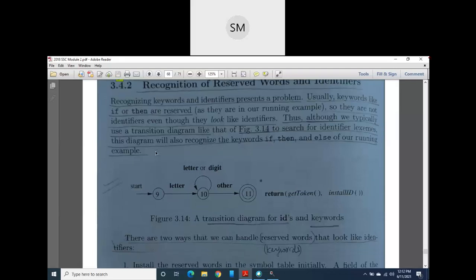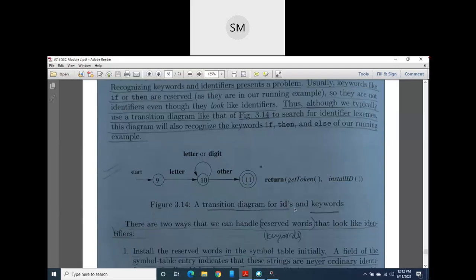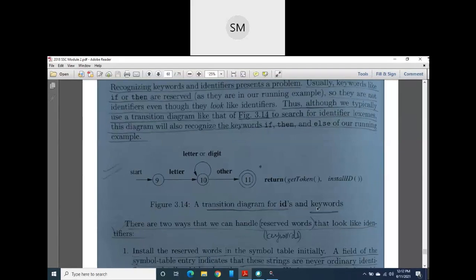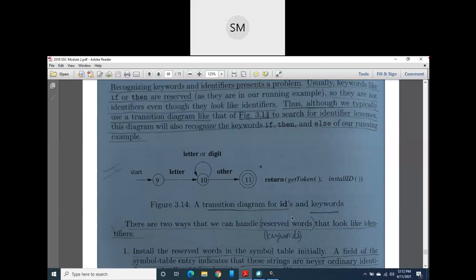First, let us draw a transition diagram for identifiers as well as keywords. The same transition diagram can be used for identifying the identifier token as well as the keyword token. So what is that diagram? See here, I am continuing my previous diagram with state number 9. Suppose any letter is there in your input, then you go to the next state, state number 10, and in that state one or more letters or digits keep repeating, then you will be here only.